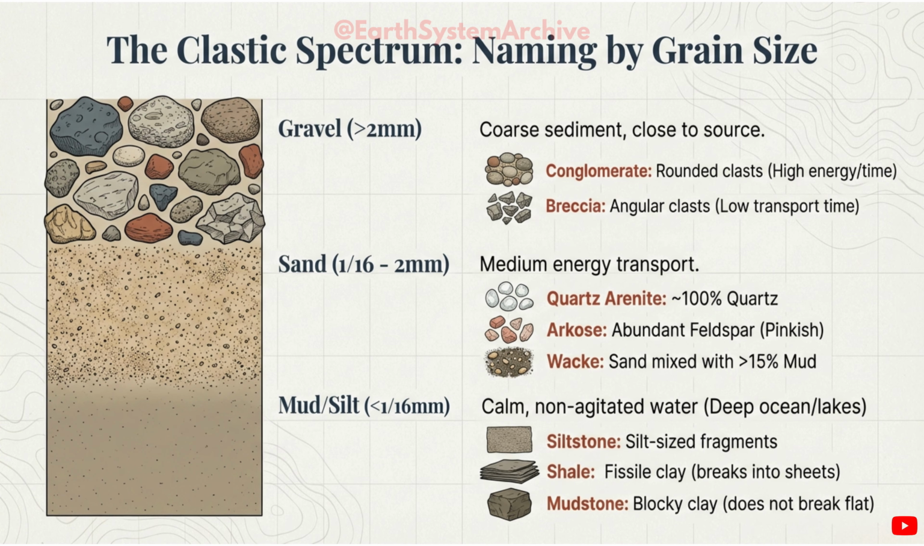B. Sandstones. Sandstone is sand-sized sediment lithified, and it forms in many depositional settings. Quartz is dominant, but composition can reveal source and history. Types. If the rock is made of sand, it is a sandstone. If it is nearly 100% quartz, we call it a quartz arenite. If it contains a lot of feldspar, it is an arkose.